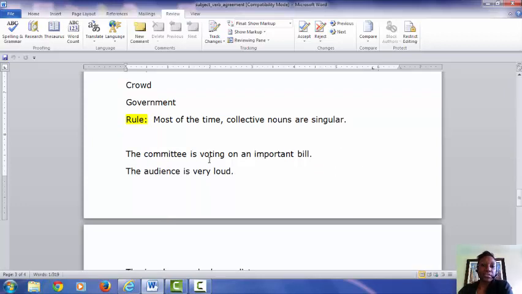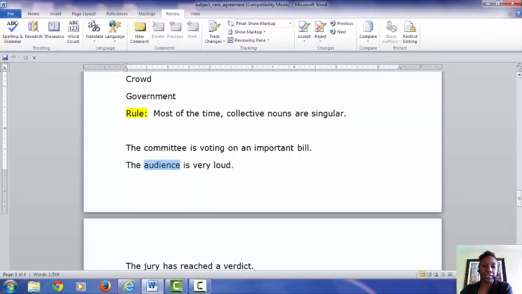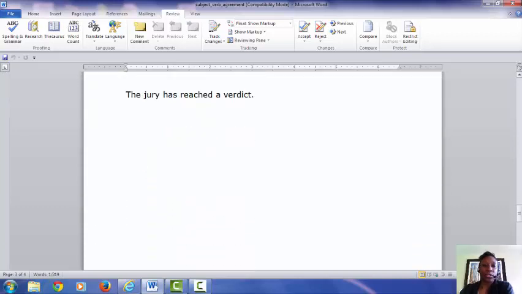So the committee is voting on an important bill. Committee is the subject, and the singular verb is is. The audience is very loud. Audience is singular. Is is the verb, and it is singular. And again, the jury has reached a verdict. It is also a singular subject, jury, and the verb, which is singular, has, is also singular.